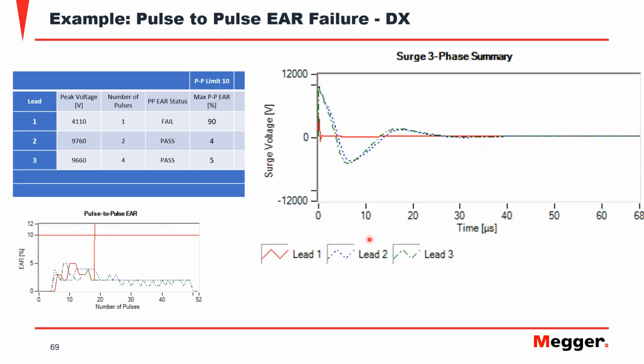This here is an example of a failure. Here we have two phases that passed the test at 9760. This was a 4160 volt motor. So I was testing it at twice plus 1000, 9,000 volts. I actually raised the voltage a little bit more. And then this phase, lead number one, failed at 4,000 volts.